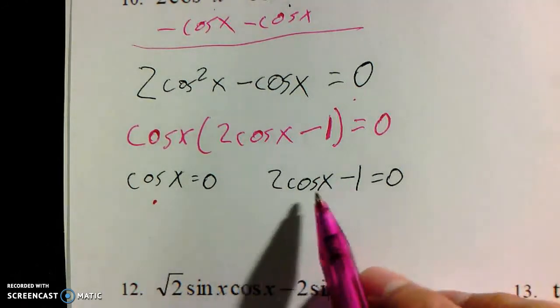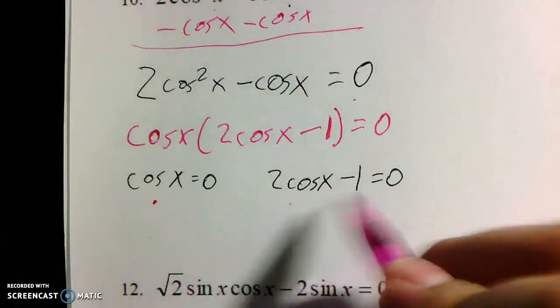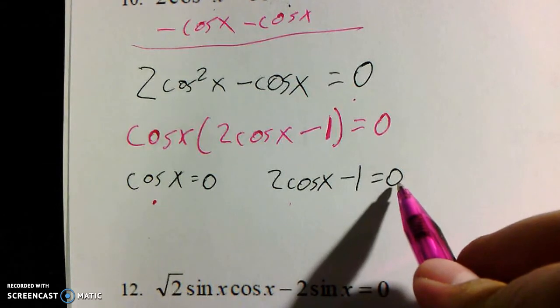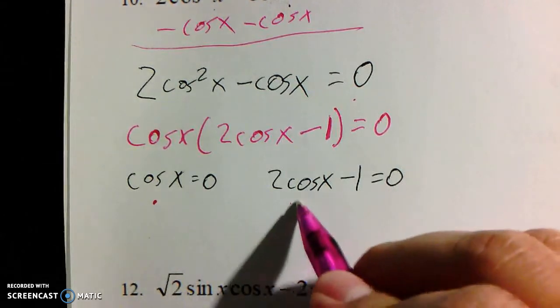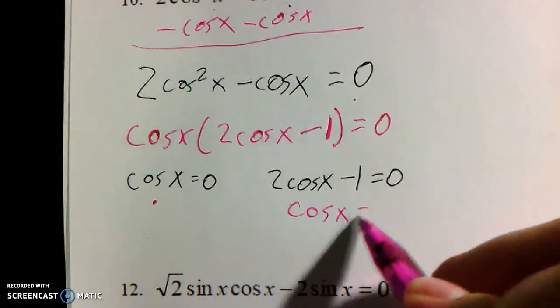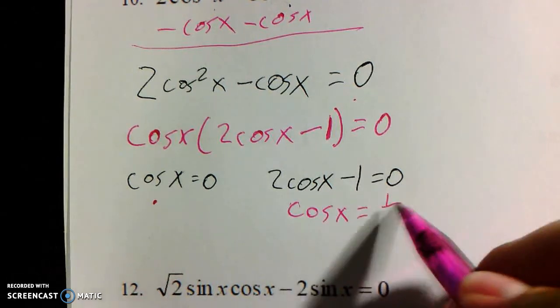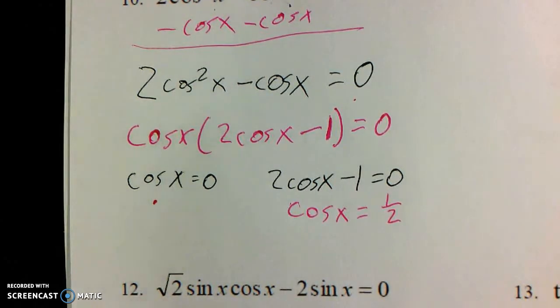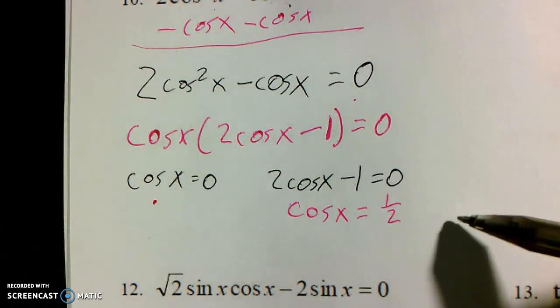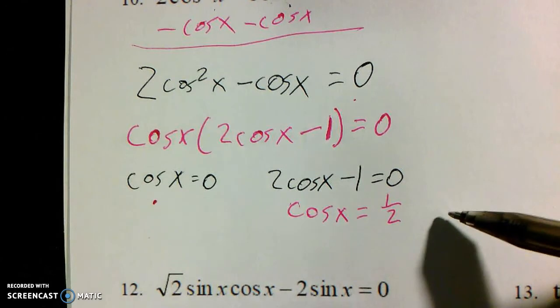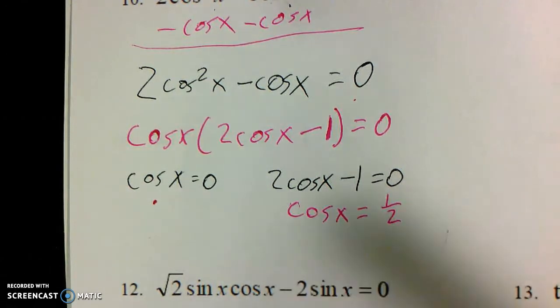And then here we want to get cosine by itself, so that one's not ready. I'm going to add 1 and then divide by 2. Okay, so I'm going to kind of skip the work a little bit. Add 1, divide by 2, that's going to give me 1/2. So then the other answers will be when is cosine 1/2, and that is at pi over 3 or 60 degrees, and then something in the fourth quadrant.